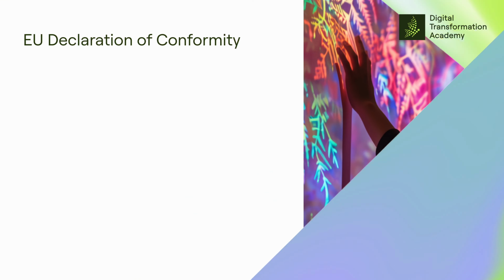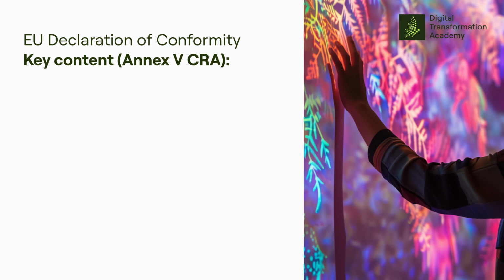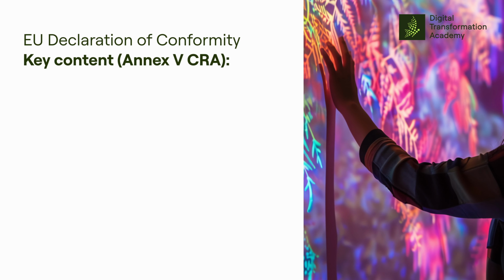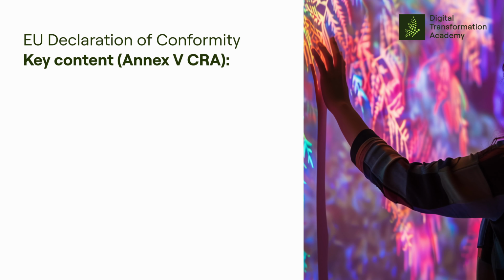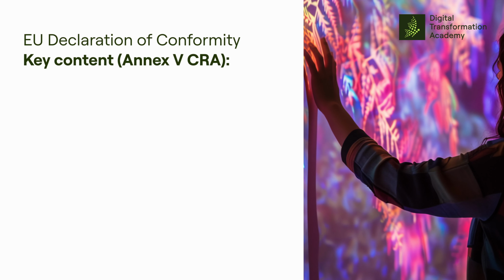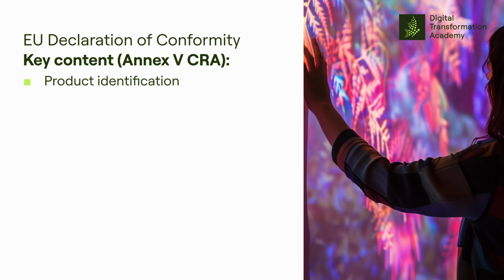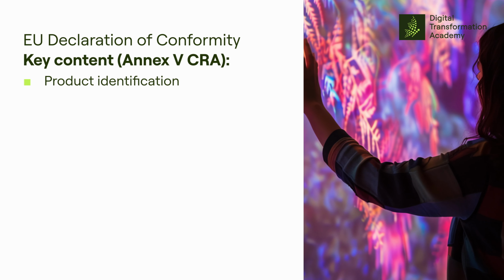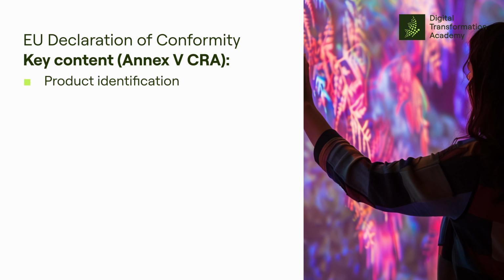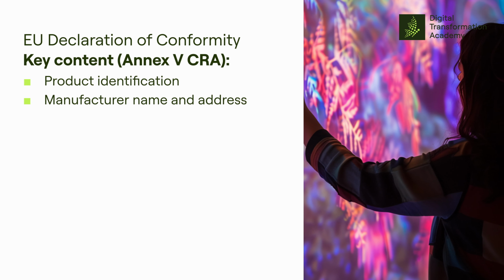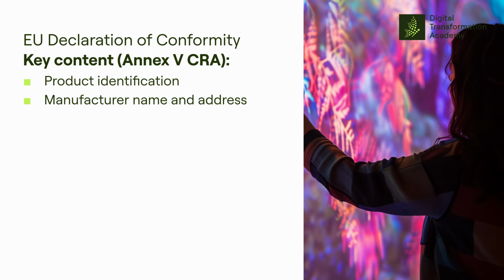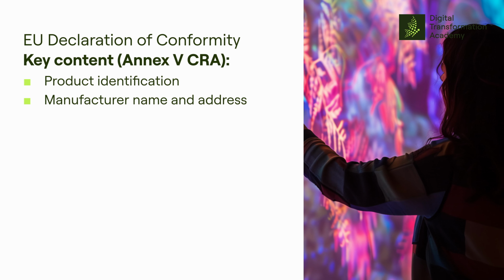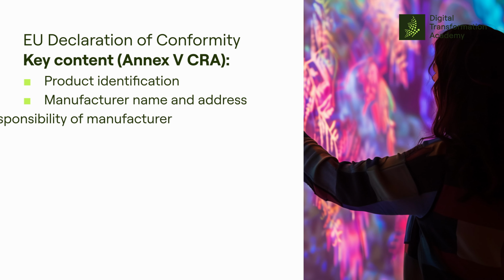The Declaration of Conformity should be prepared after the applicable conformity assessment procedure has been completed. For purposes of the CRA, the Declaration of Conformity must include specific information, such as a clear identification of the product, including its name, type, model, and any batch or serial number, as well as the name and address of the manufacturer.